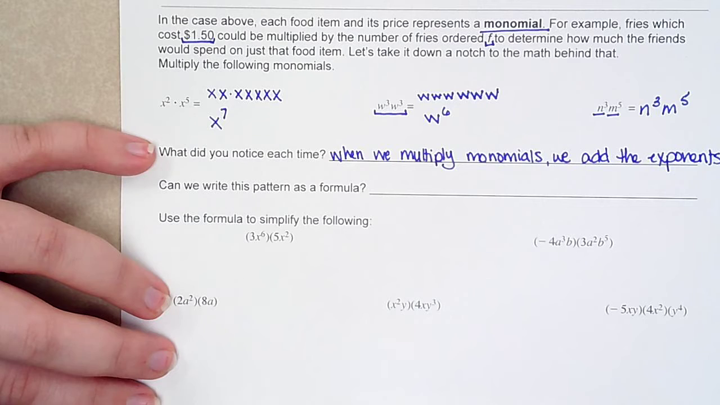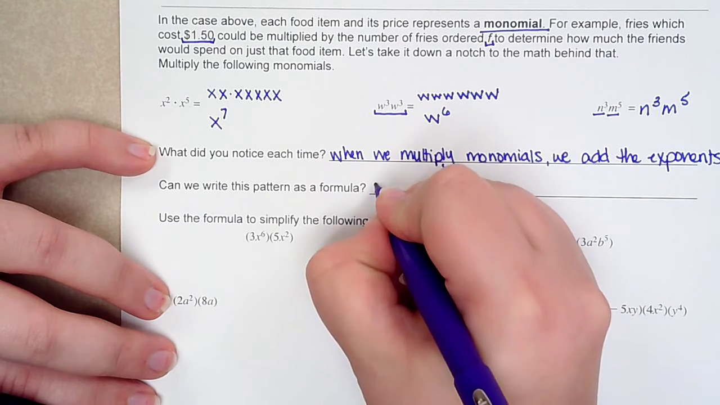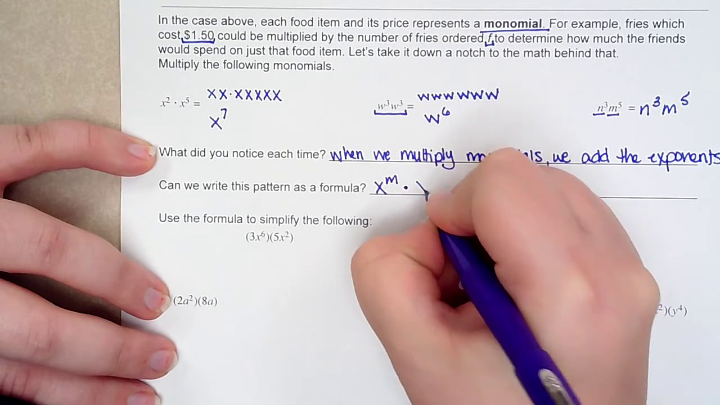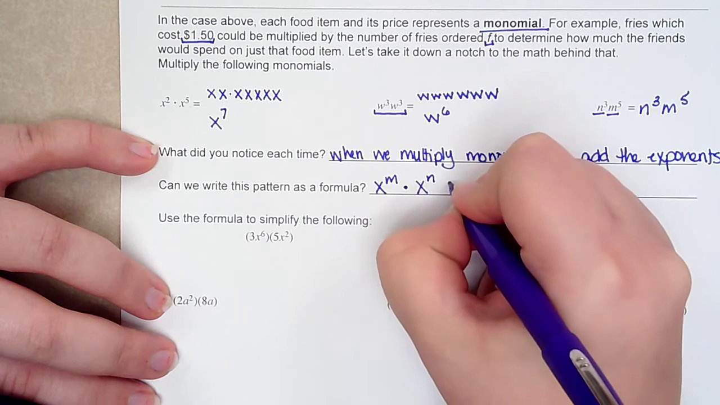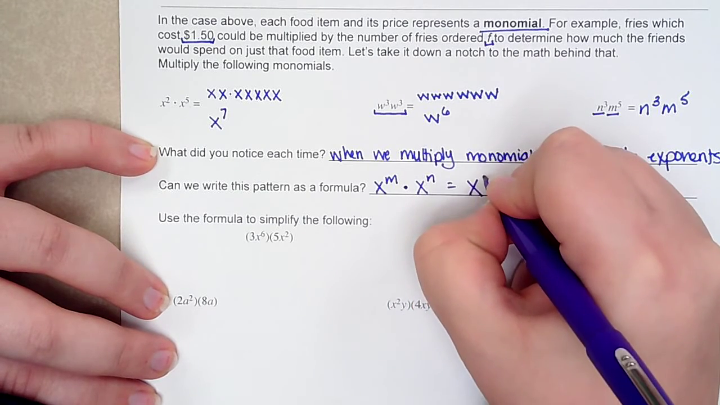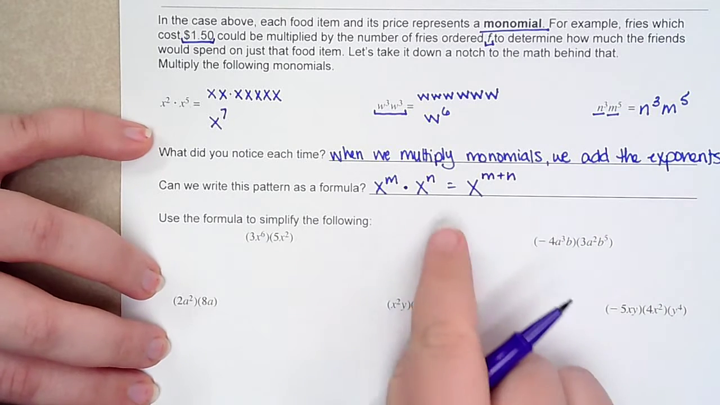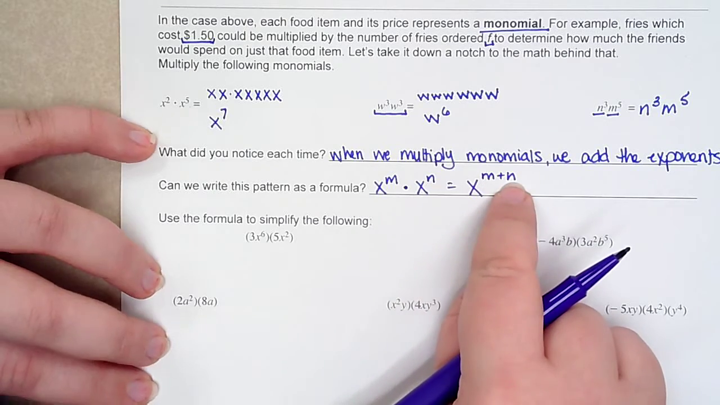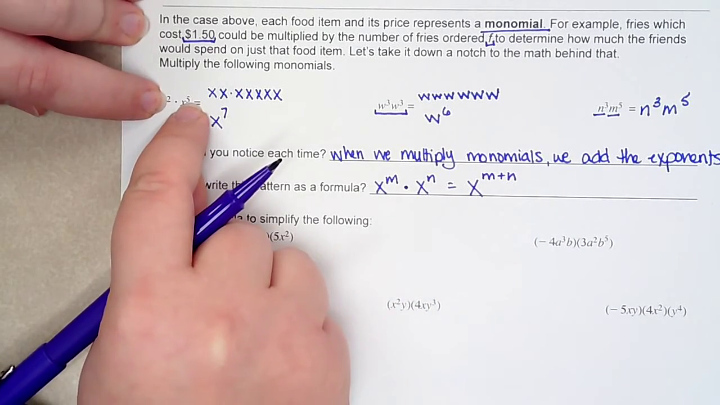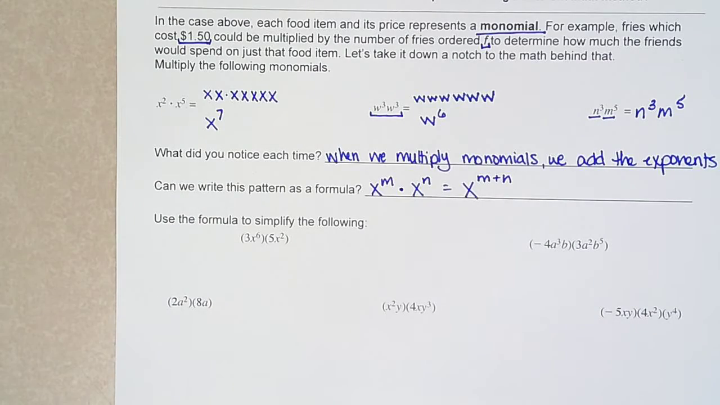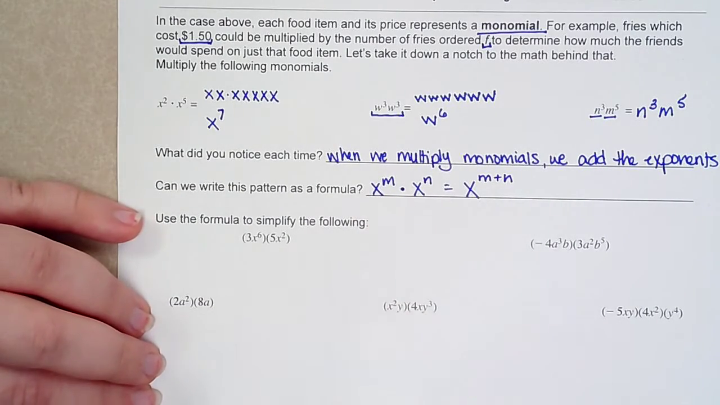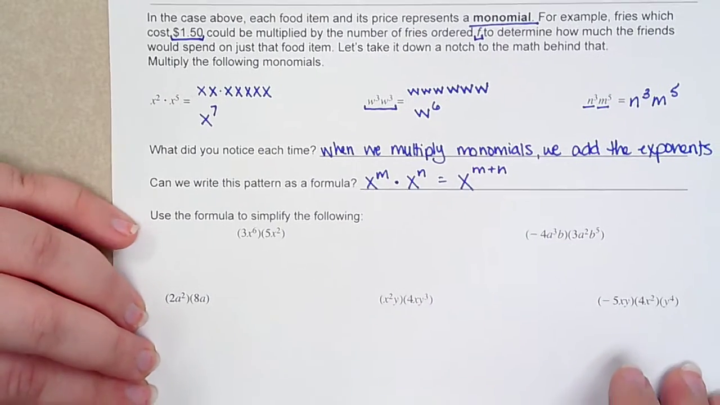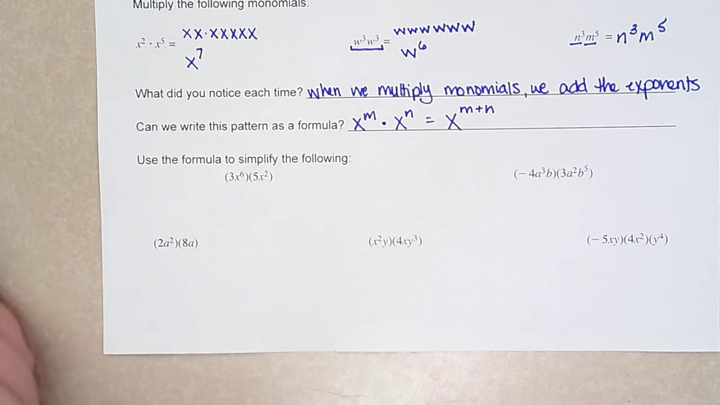So the way that I would write this as a formula would be like this. X raised to the m power times x raised to the n power is equal to x raised to the m plus n. And what I did here is I chose the same base with two different exponents and I added them together. So notice x, same base, two different exponents, I added them together. So this is our formula that can help us. Notice this does not work if the bases are different, like we saw in our third example. So let's use that formula to simplify the following.